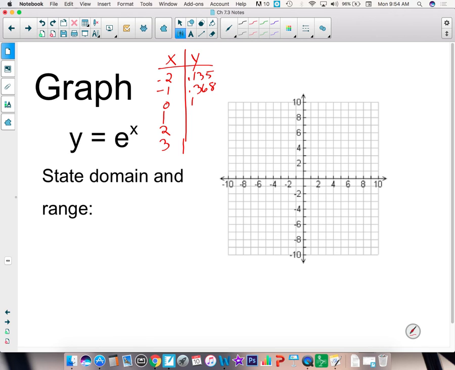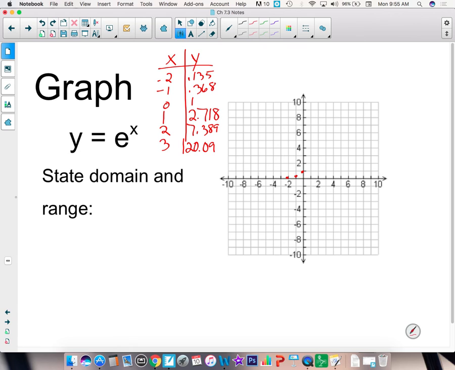Okay, e to the first power, that's 2.718. Okay, e to the x, so e squared and e cubed. So e squared is about 7.389, e cubed is about 20.09. Go ahead and plot those points. So it'd be about -2, 0.135, -1, 0.368, 0, 1.